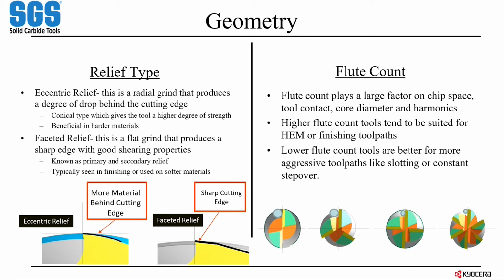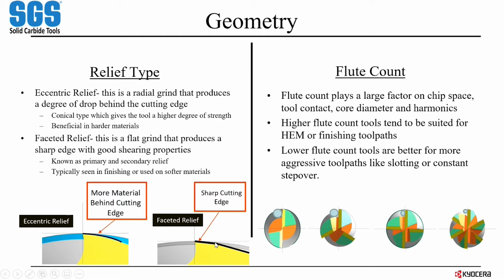So you have to have a little bit of a balance there, and you need to look at what your tool is being utilized for as to which types of reliefs you want to go with. With the eccentric relief, it's a radial grind. It has a sloping drop off, so you have more material right behind your cutting edge, going back to the rake angle. This makes a beefier edge that's going to hold up better under high load, high pressure, and also high heat.